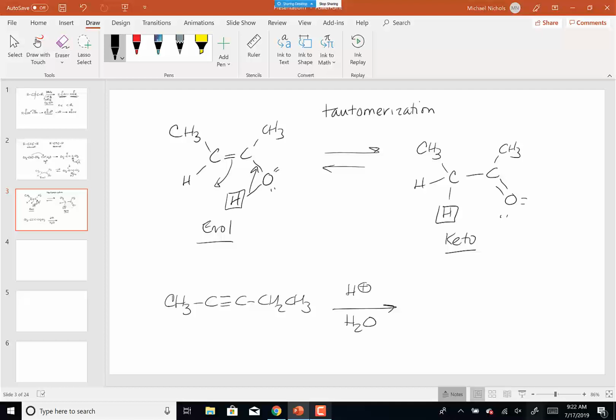Okay, now turn those into the final product. So first you're going to form an enol, and then when you form the enol, you want to turn that enol into the final product. I want both products. So I want both enols and both ketones. Okay, now turn those into ketones.